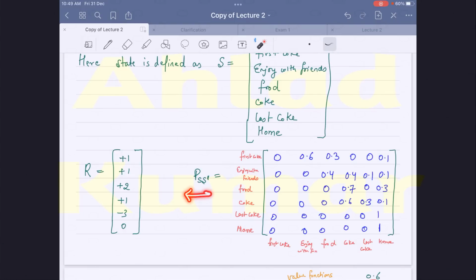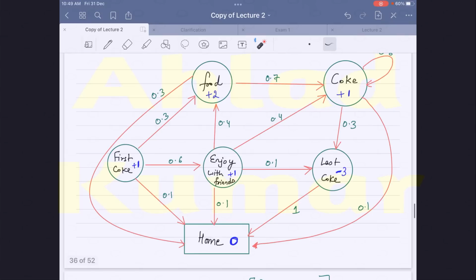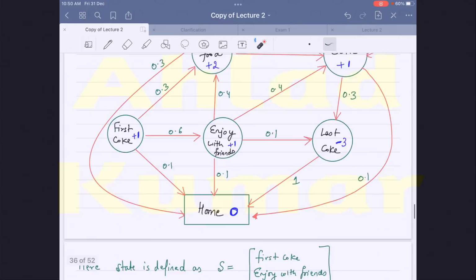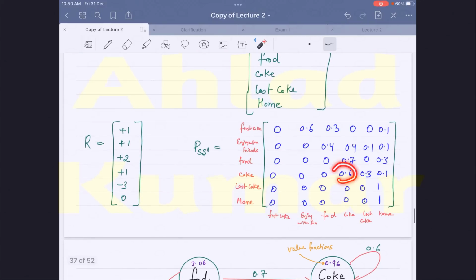Then we have the state transition probability P S S prime, where you move from state S to state S prime. You will fill in all these probability values by looking at this Markov random process, which is given over here. You can see the values for each of these interstate transitions and put them over here. I hope you are pretty comfortable with how to fill in these state transition values, because we have already done it many times earlier.